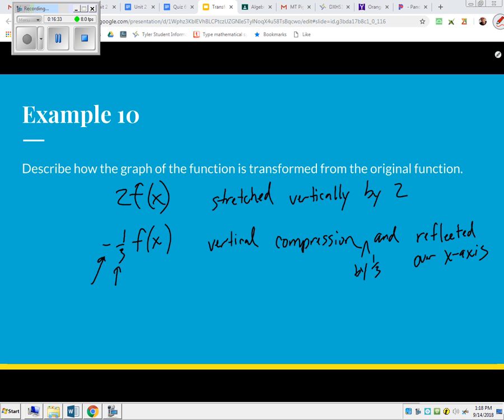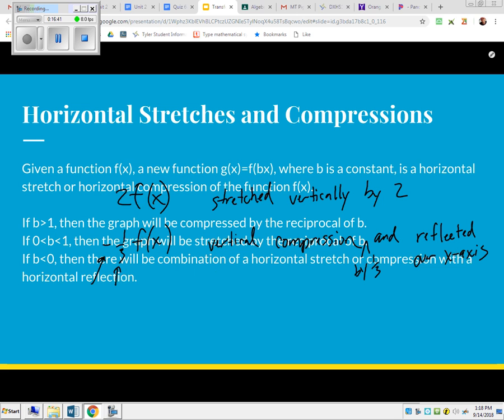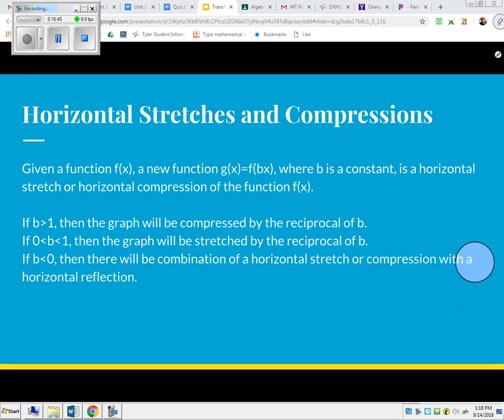All right. So yeah, I think that's good. It's good because we have to do horizontal compressions as well and stretches. Okay, so for a horizontal stretch or compression, we're going to see, again, multiplying, but just like horizontal was inside yesterday, this b is going to be multiplying on the inside of my function.